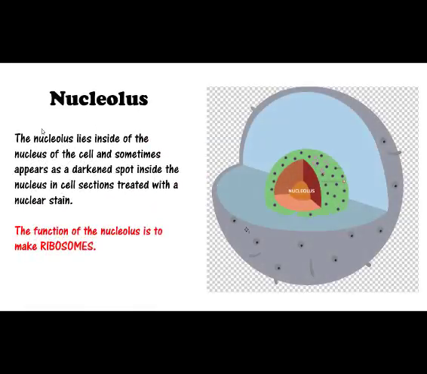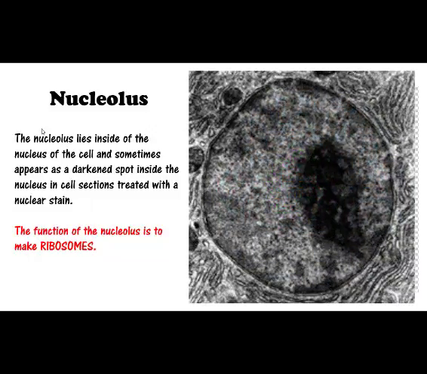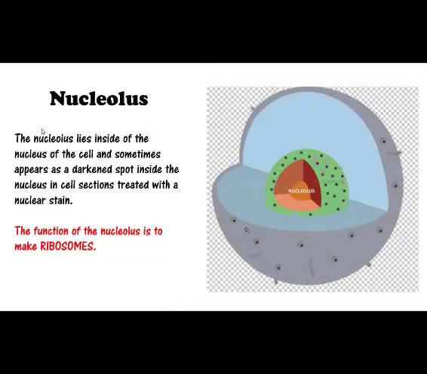The nucleolus lies inside of the nucleus of the cell and sometimes appears as a darkened spot inside the nucleus in cell sections treated with a nuclear stain. The function of the nucleolus is to make ribosomes.